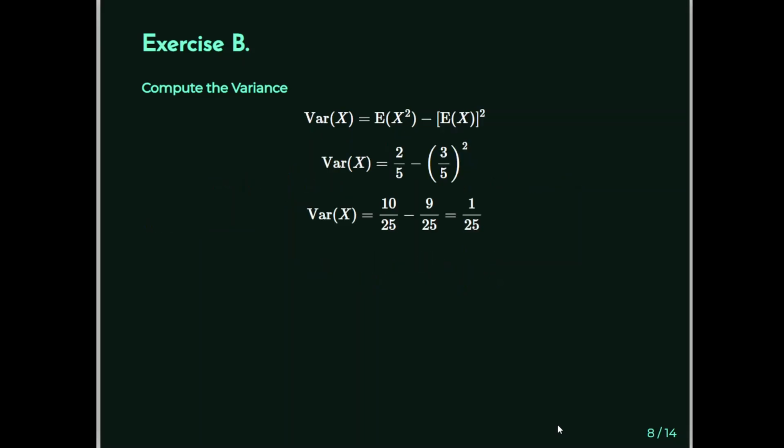Okay, so now we're ready to compute the variance. The variance of x equals the expected value of x squared minus the expected value of x, squared. So we have 2 divided by 5 minus 3 over 5 squared. 2 divided by 5 is 10 over 25. 3 over 5 is 9 divided by 25. So 10 divided by 25 minus 9 divided by 25 is 1 over 25.